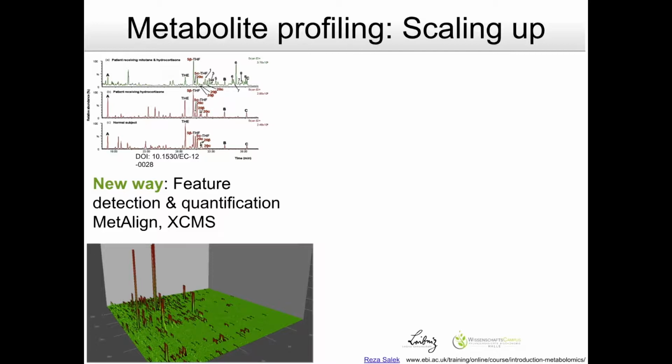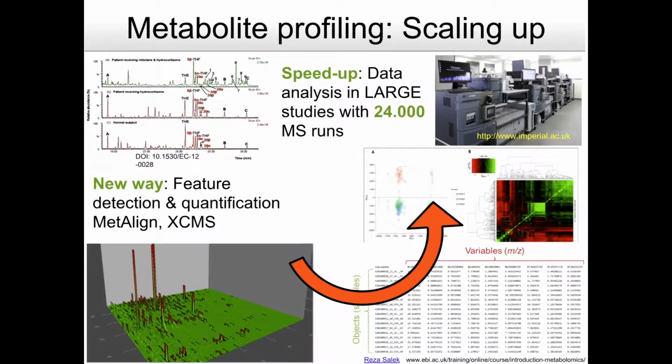And that becomes very, very important if you're having a very large experiment. So here in the upper right, you see the Phenome Center at Imperial College in London in the UK, and they are running 10 mass spectrometers. So you can't even see all of them on this picture. And they are ramping up towards 24,000 MS runs per year, which is a whopping number.